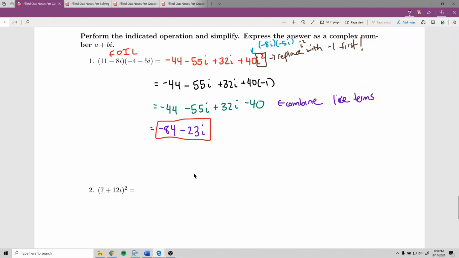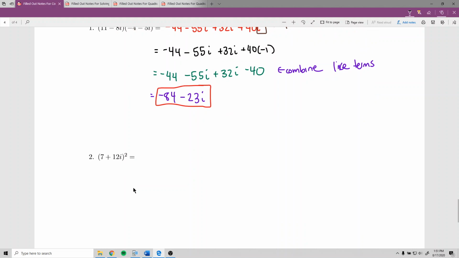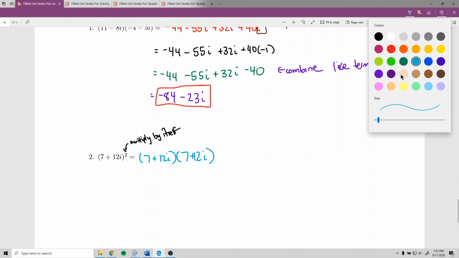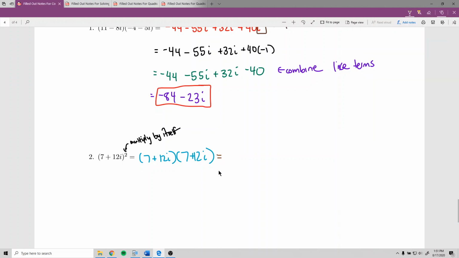All right, now the last one. I always like to go over problems like this because especially when you have something new, you might think you do it differently. But when we square something, that means multiply it by itself. There's not a special rule because we have i. If you just square each part, you will absolutely 100% get it wrong. So we multiply it by itself, we got 7 plus 12i times 7 plus 12i. And then FOIL it out now.